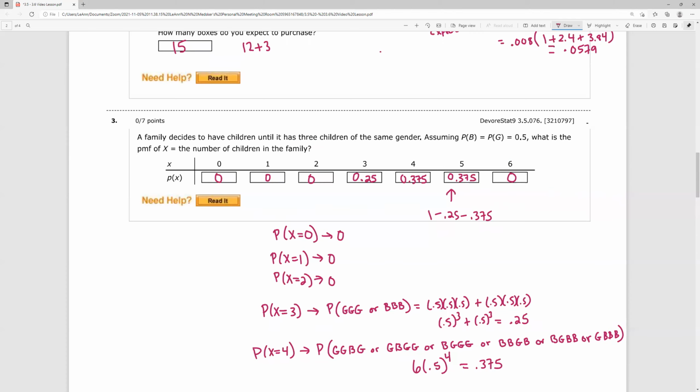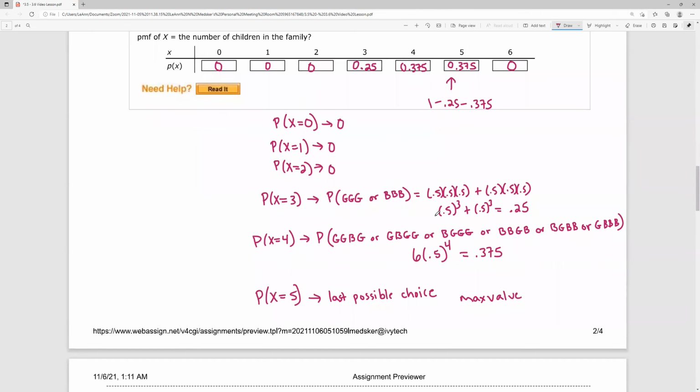Now, if you wanted to try and write out all the possibilities, you could. I just think it would be wasting a lot of your time. And sometimes it helps to think through these things and think, could I even go beyond this? And no, because as soon as you've had 5 children, you absolutely have had, no matter what, the third of one of the genders. Okay.